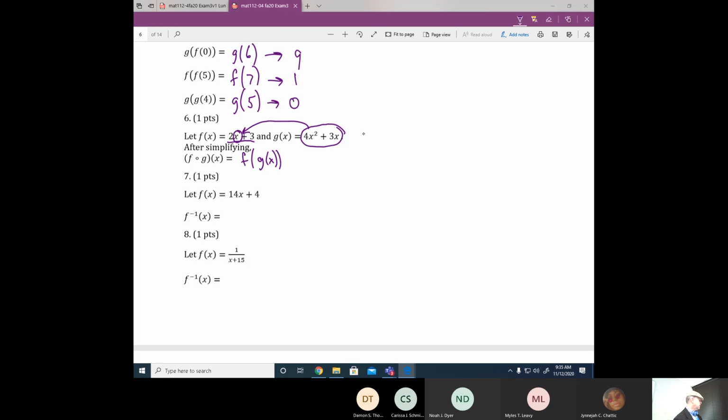Well, let's do that. 2 times (4x squared plus 3x). That's what used to be x here, right? And all I do is multiply by 2 and add 3 to it. Okay. Now we just multiply out, and if there's anything to simplify, we'll combine the similar powers of x.